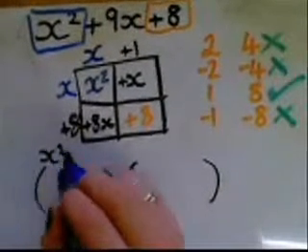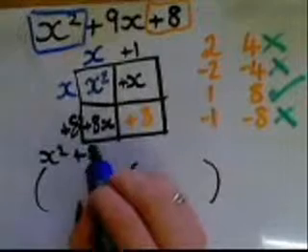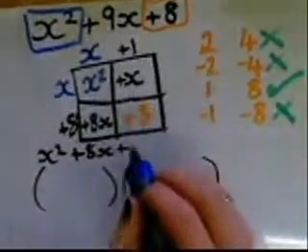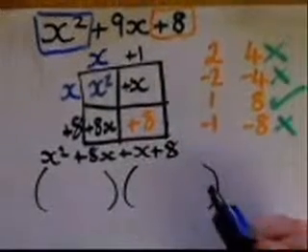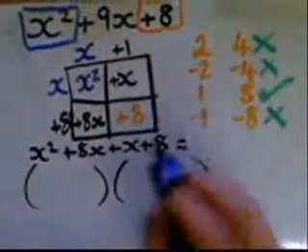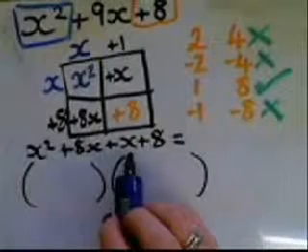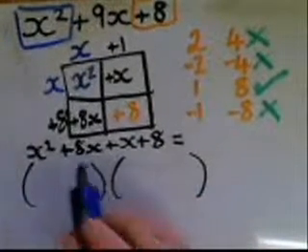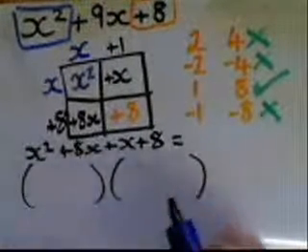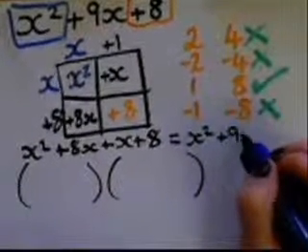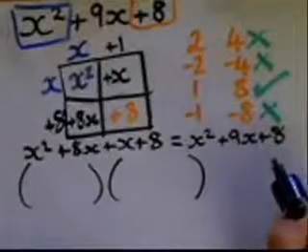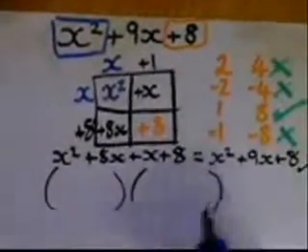So we've got an x squared, add 8x, add x, add 8. Now we're just doing this just to check that we have got the correct answer. X squared add 8x add x add 8. The 8x and the x are going to add together to make 9x. So we have x squared add 9x add 8, which is what we started with, so that's correct.